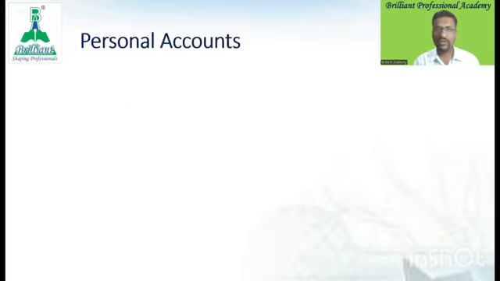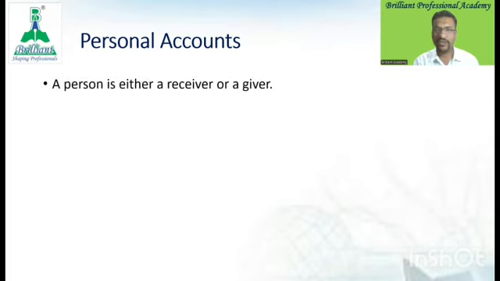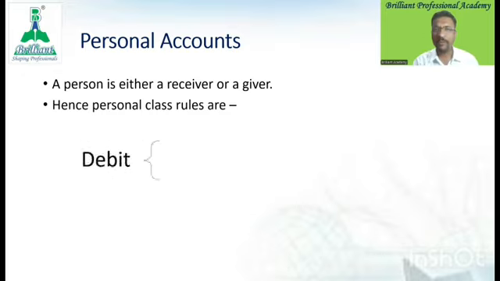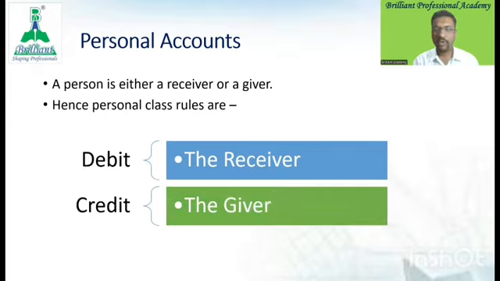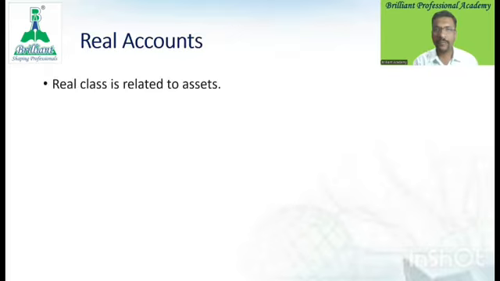Now let's start with the personal class. A person is either a receiver or a giver. So personal class rules are: for debit, we will consider the person as a receiver. And for credit, it is simple, credit the giver. Remember, debtor is receiver and creditor is giver. Clear?